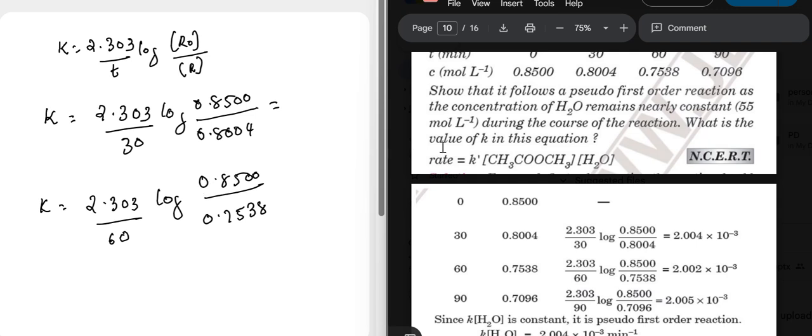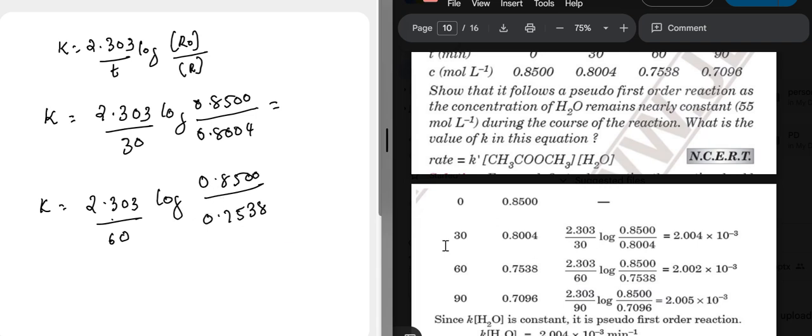Okay, so even though the rate law is given like this, according to the rate law it should be second order, but here water is in excess, so it acts like a first order reaction, and when we applied the first order equation, K's value is found to be a constant. So we can say that it is a pseudo first order reaction.